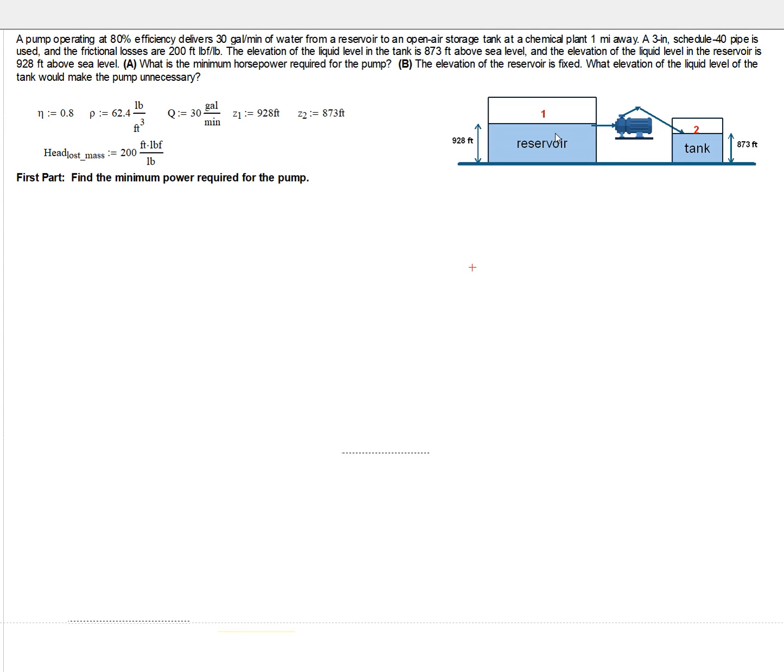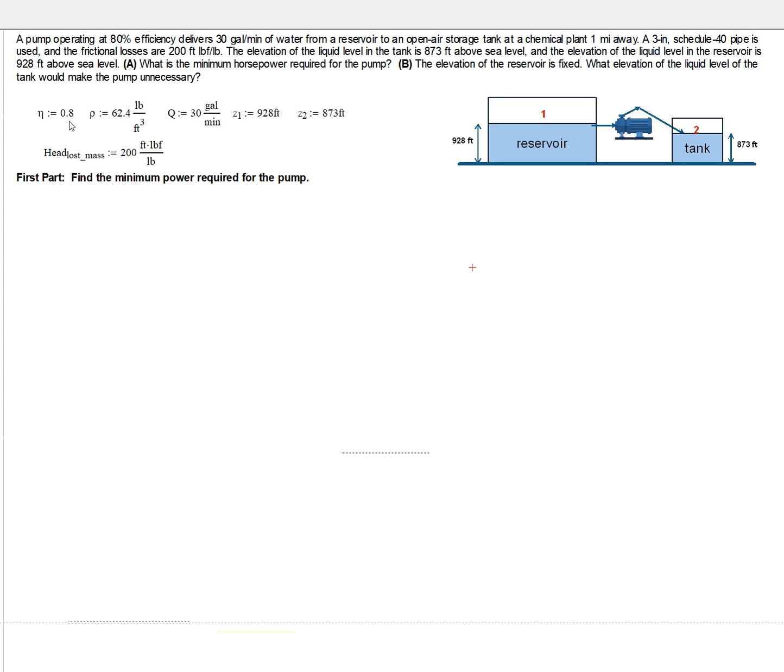We got two questions here. What is the minimum horsepower required for the pump? Second question is, the elevation of the reservoir is fixed, but what elevation of the liquid level of the tank at our chemical plant would make the pump unnecessary?